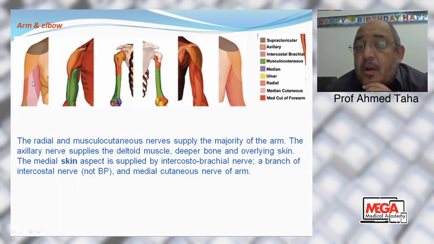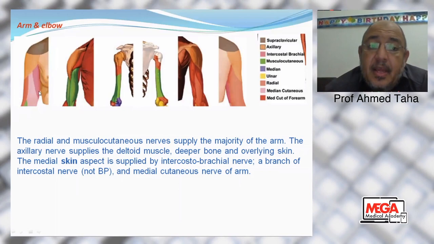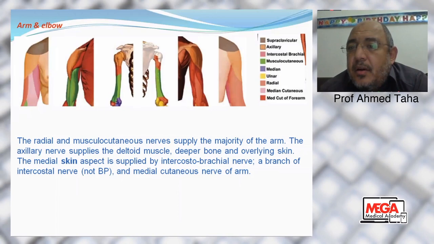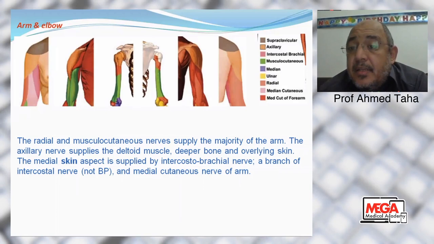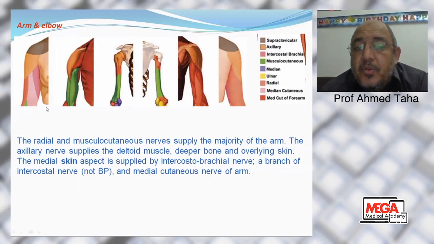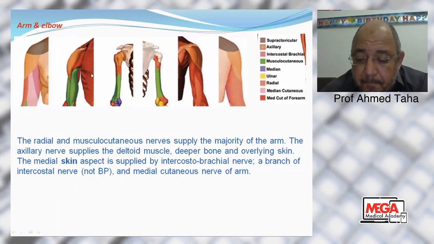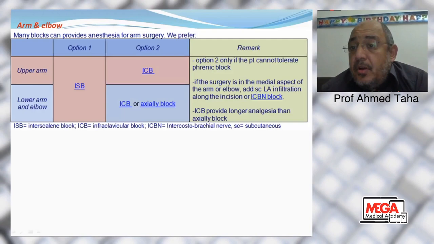The skin is supplied by the intercostobrachial nerve. Thankfully, there is no surgery except a vascular graft on the medial side of the arm, but most of the time the surgery is on the lateral side of the arm. So you don't want to block this nerve in most upper limb surgery. Its side effect can be tolerated in most patients.